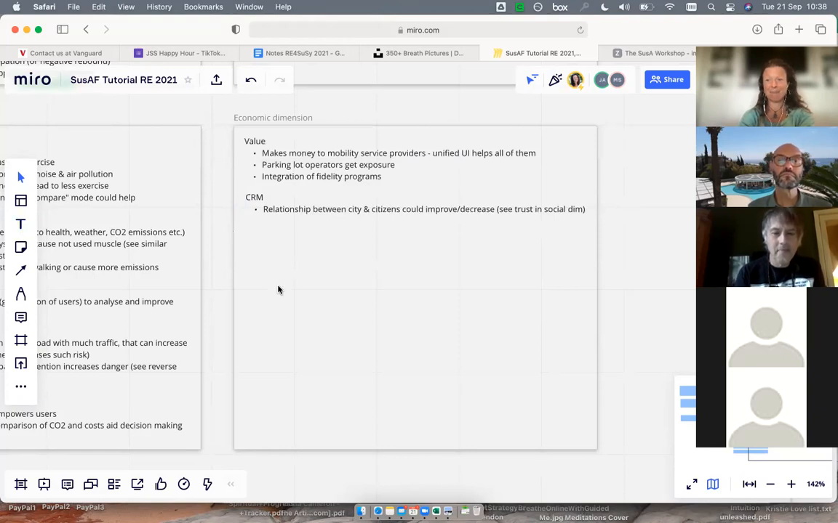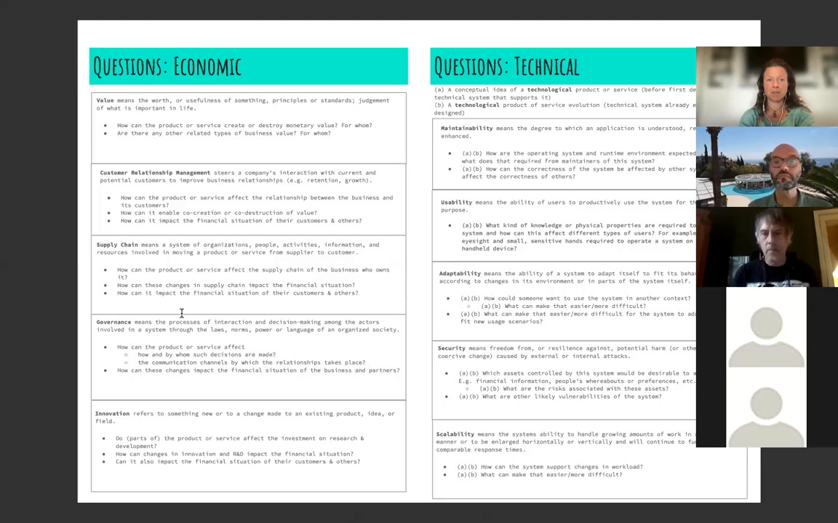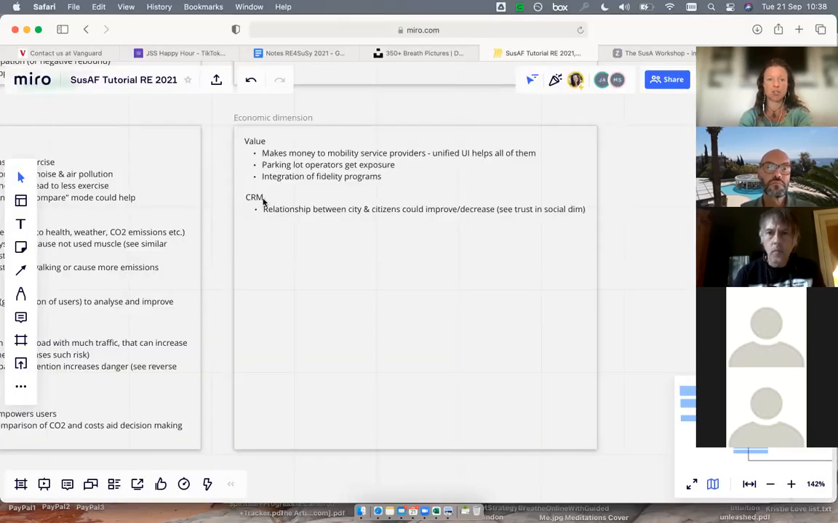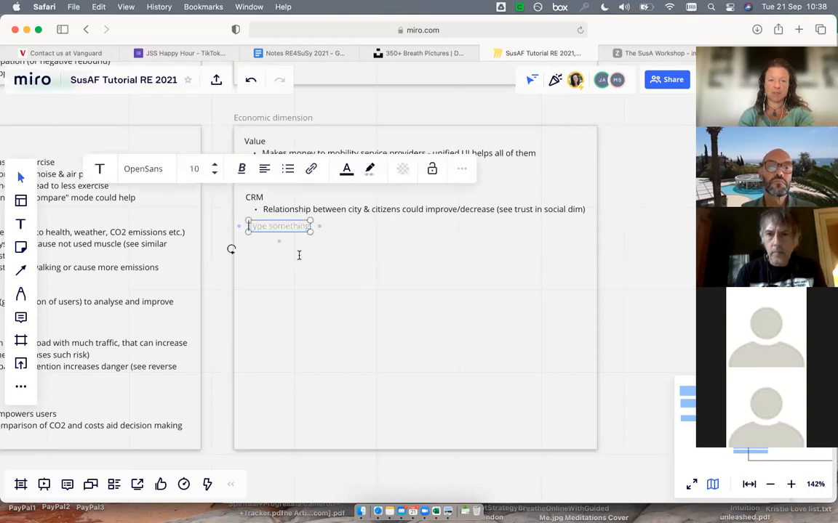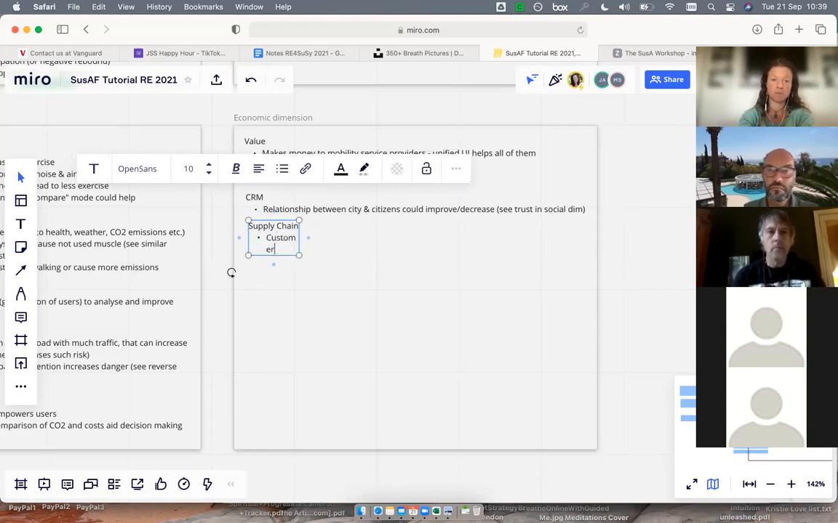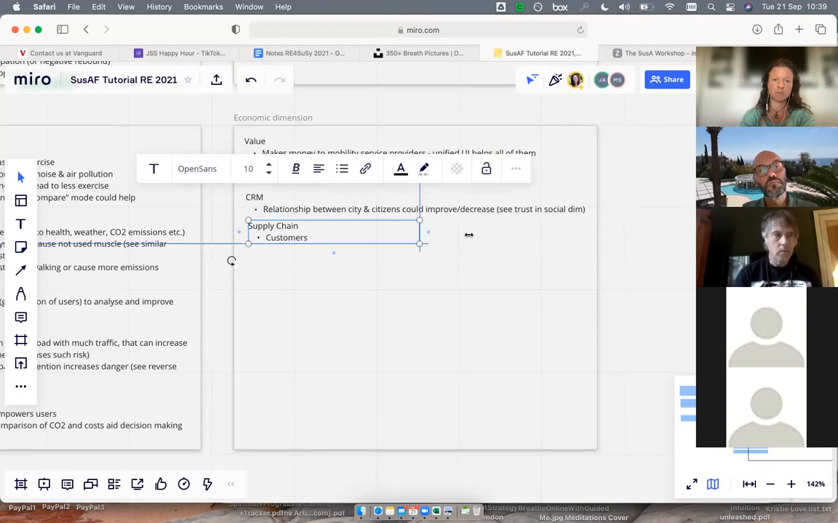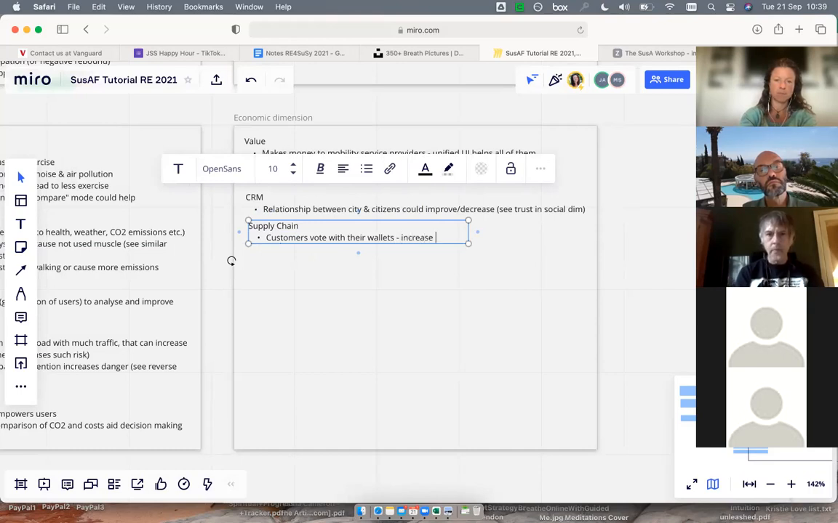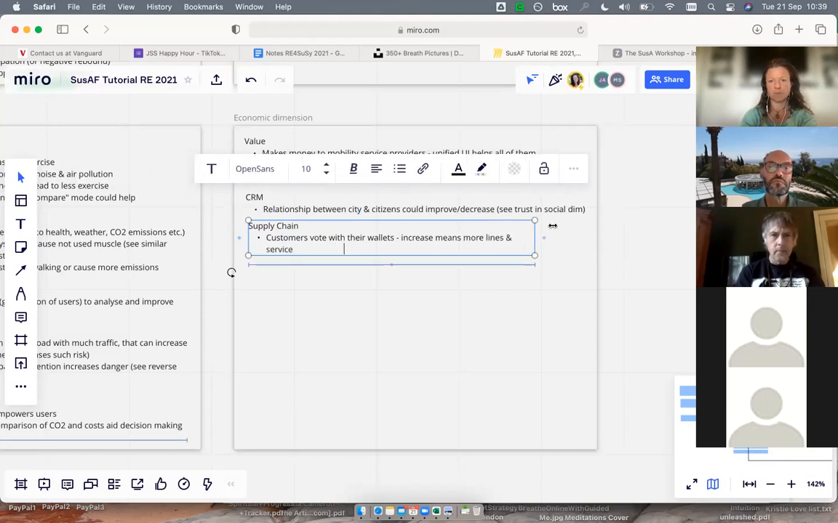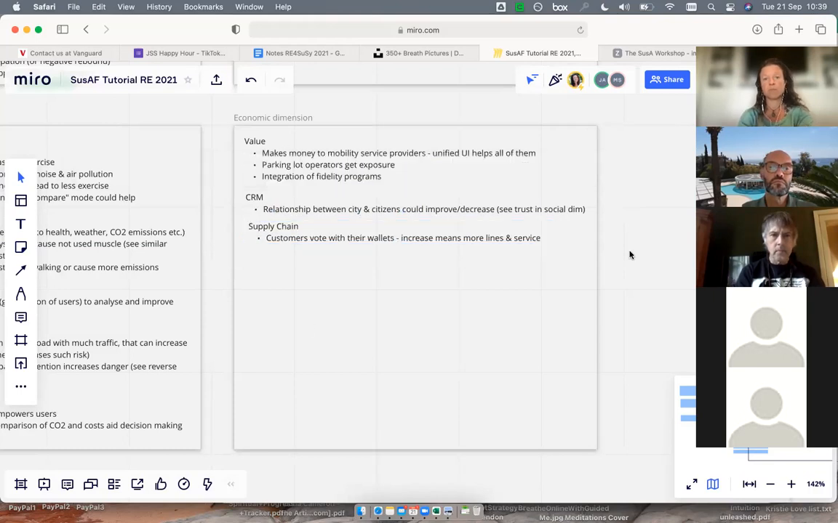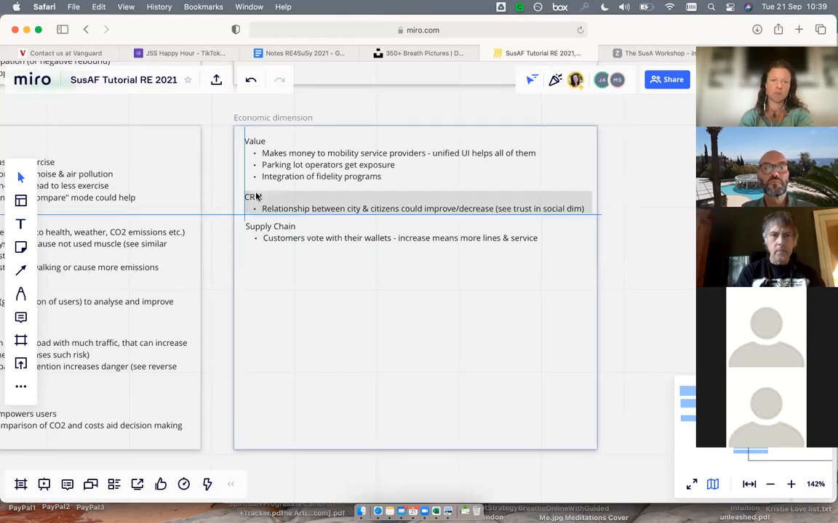Right? Yes. Cool. Next one, supply chain. Is there a way the product affects the supply chain of the business? Well, customers vote with their wallets, right? If they use the system, increased usage in the system means more lines, means an increased service in that area. Yes. Yeah. Even building of new infrastructure. Correct.